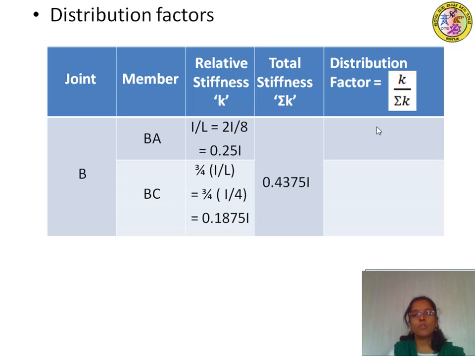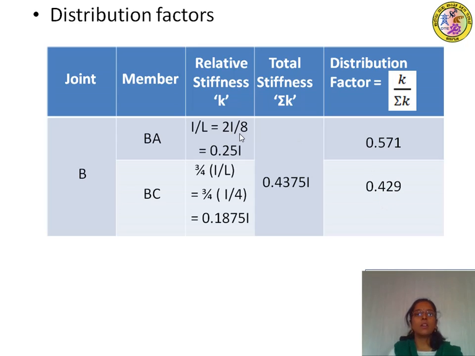Therefore, the distribution factor for BA is the ratio of relative stiffness for BA to the total stiffness at joint B. So 0.25 I divided by 0.4375 I will be equal to 0.571. And the distribution factor for member BC is the ratio of 0.1875 I divided by 0.4375 I, that will be equal to 0.429.